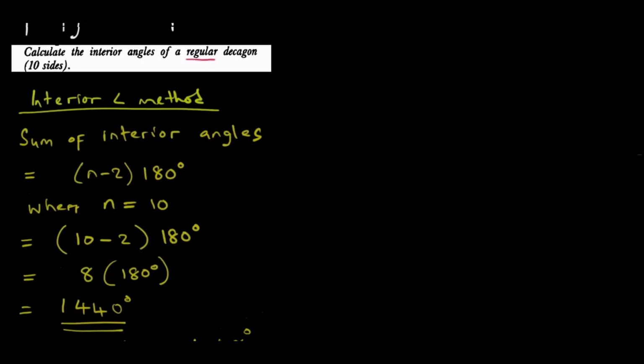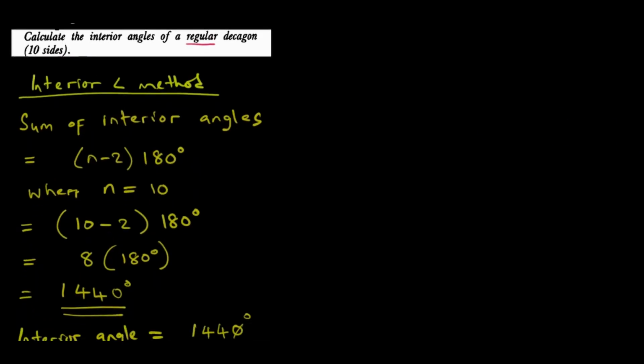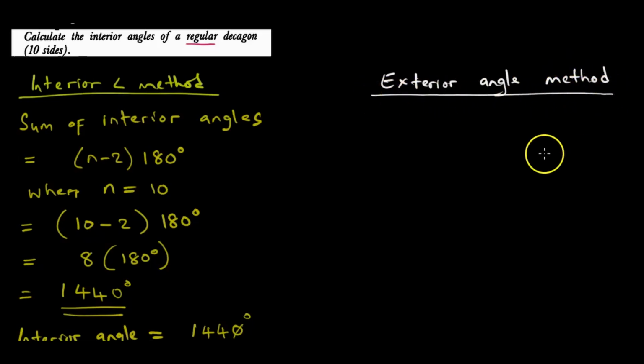Let us now apply what we have learned in today's lesson. Of course you have to choose which method to use, but if it were up to me, for questions I can answer with the interior angle method, I would use the interior angle method. But let us use the exterior angle method. So what does the exterior angle method say? We have learned that the sum of exterior angles of any polygon is 360 degrees.